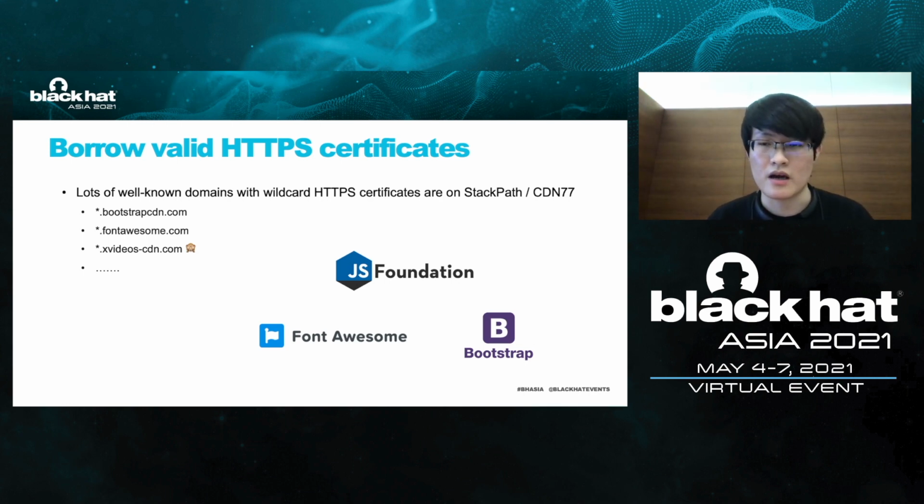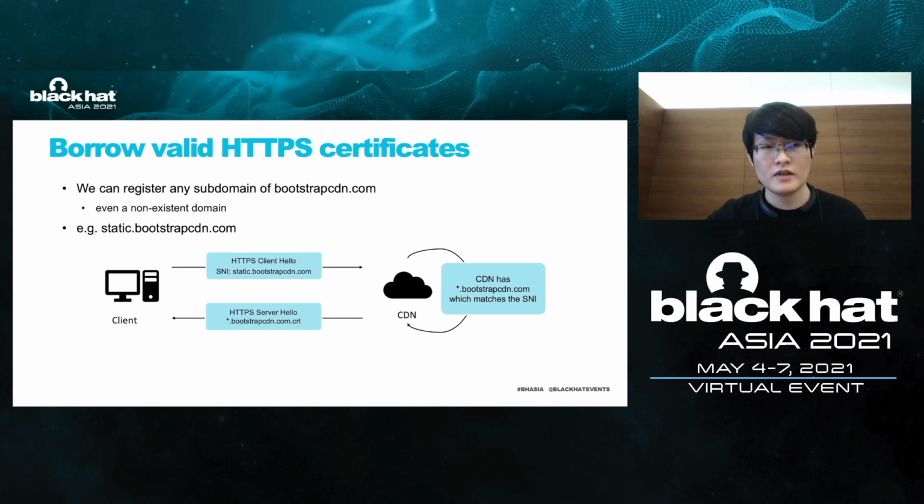These front-end projects are widely used in Alexa Top 1000 websites. And there are also some interesting websites on this CDN, like Xvideos. Attackers can borrow their subdomains and valid HTTPS certificates to hide site traffic. Let's use bootstrapcdn.com as an example. We can register any subdomains of bootstrapcdn.com, even a non-existent domain like static.bootstrapcdn.com.